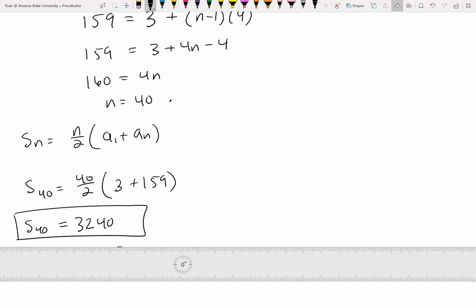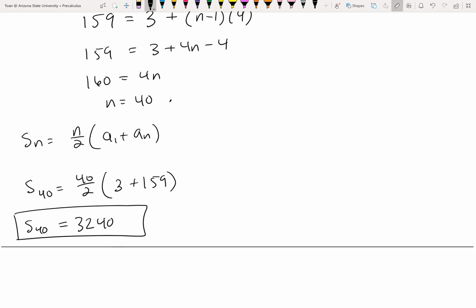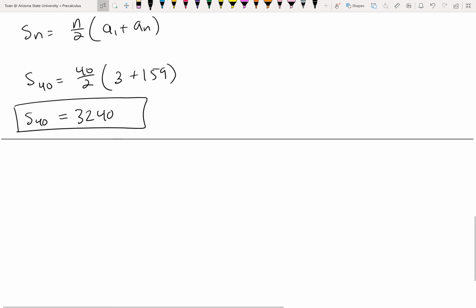So, easy peasy. That's arithmetic series for you. You have two formulas, and you use whichever one you have enough information for. Let's just do one last example. Let's do a word problem. We haven't done a word problem in a while.